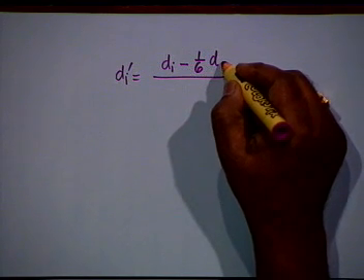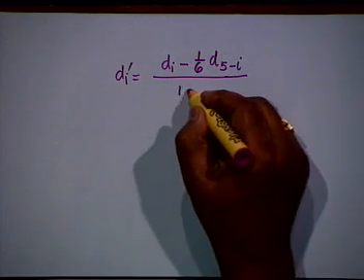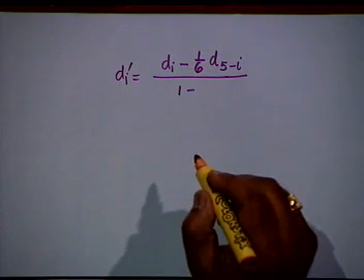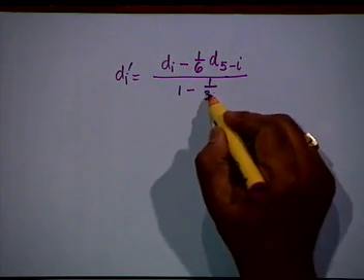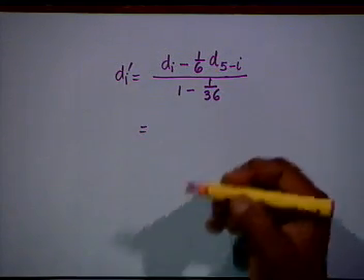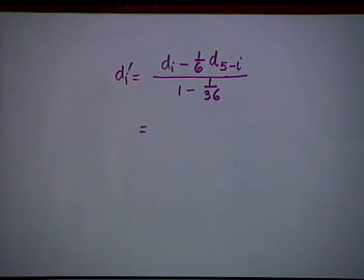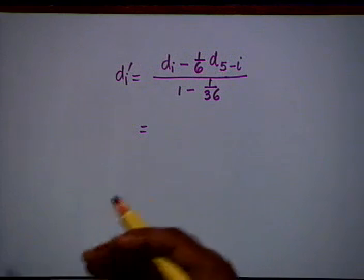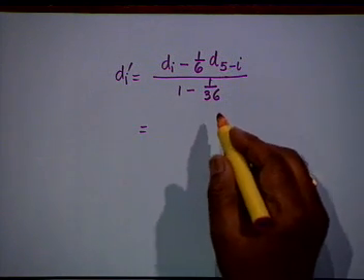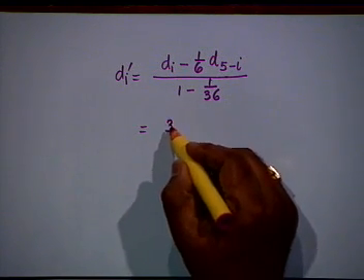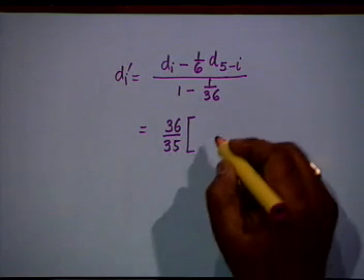Then dm is 5. So d5 minus di divided by 1 minus dm squared. dm is 1 by 6, so 1 by 36. Simplify this. Through this example I am also telling you how to proceed with numbers. Simplify this, don't leave it like this. You write this as 36 by 35. Life would be much simpler.